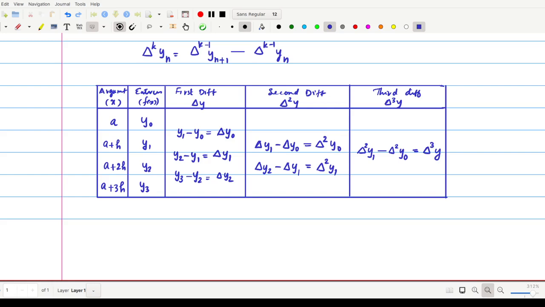So this table is called the forward difference table corresponding to y is equal to f of x. If you have 4 arguments, then you can evaluate up to delta cube y0. In the next class we can describe how to write out this table for a particular function, and some properties of this forward difference.